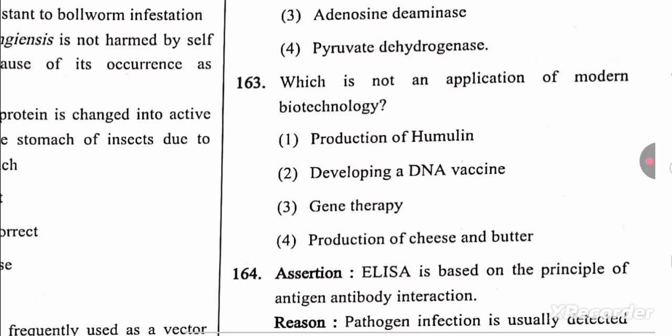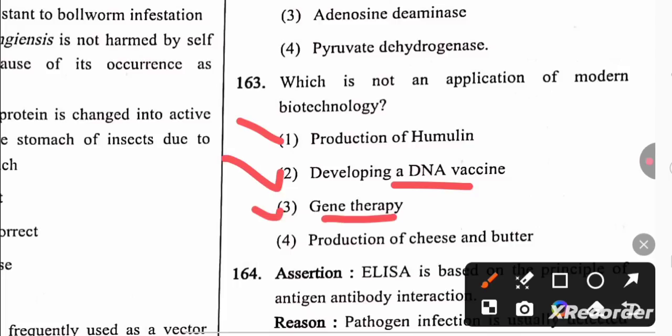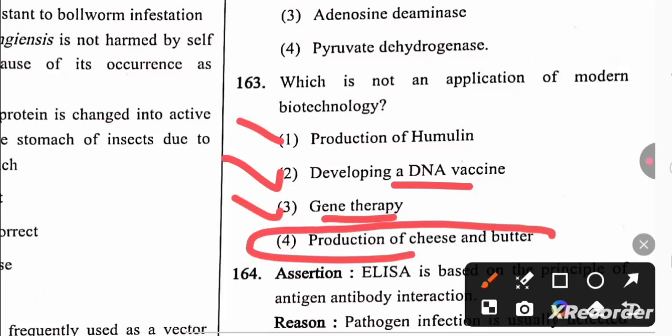Modern biotechnology is used for the production of insulin hormone, humulin, development of DNA vaccine, gene therapy. Modern biotechnology is not used for the production of cheese and butter. It is an old age technique.